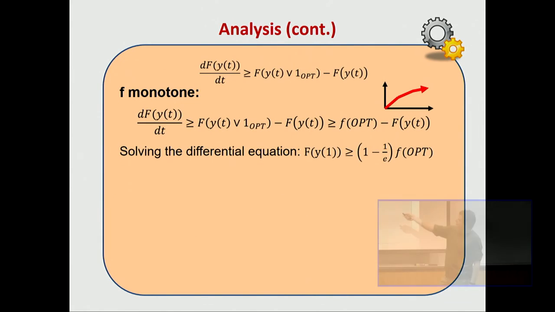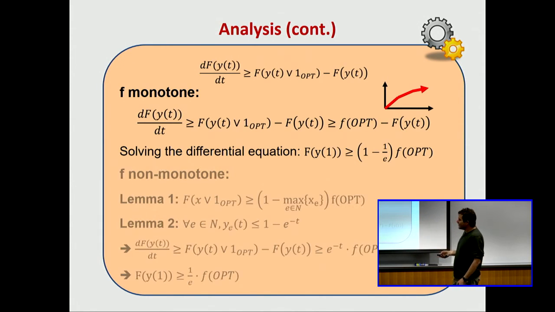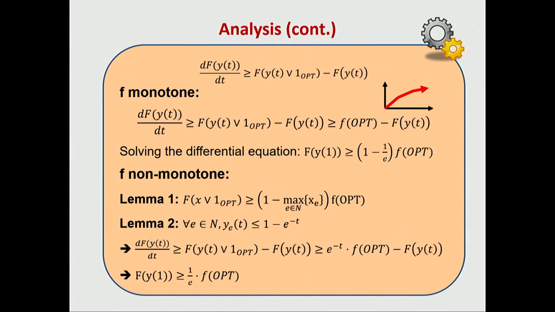So in the monotone case, you just get that here you gain more value than what the direction to opt will give you. Then you solve this differential equation and get 1 minus 1 over e. In the non-monotone case, you use again the fact that if you don't choose an element with large probability, it will not hurt you too much. This is why you punish elements if they were chosen before. Then you get a different recursion, and you get the 1 over e that we got in the random greedy. Basically, it's the same analysis, more complex.